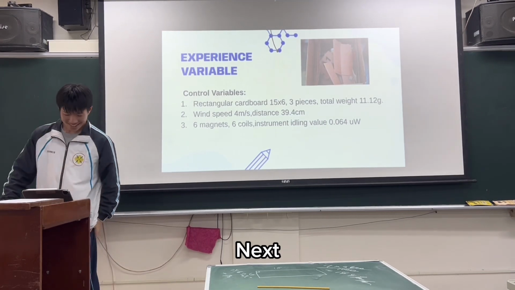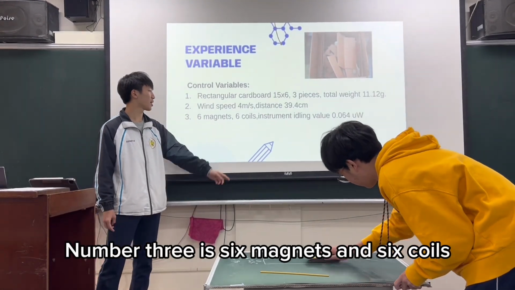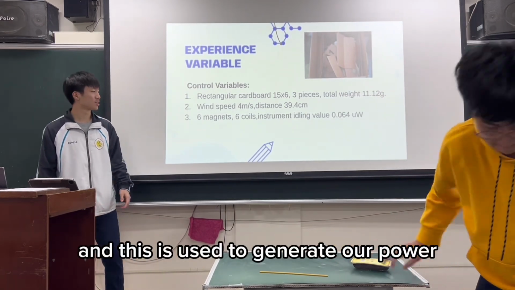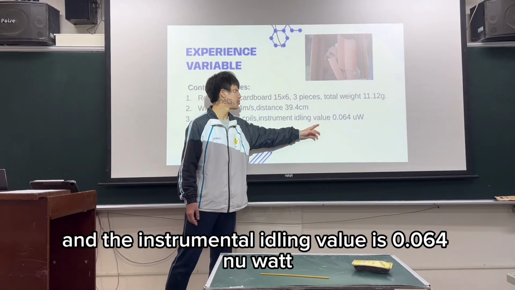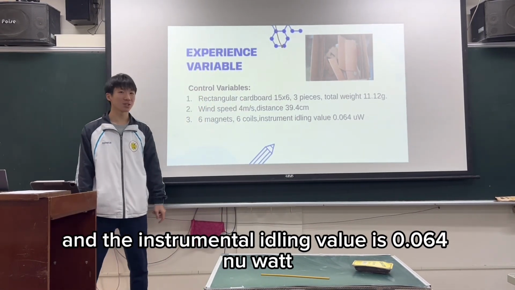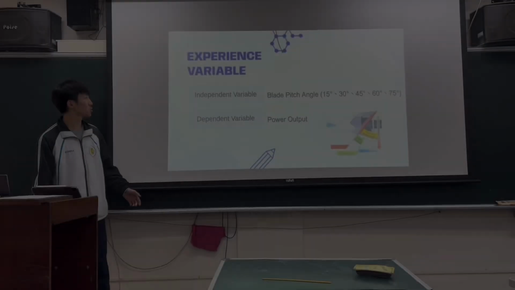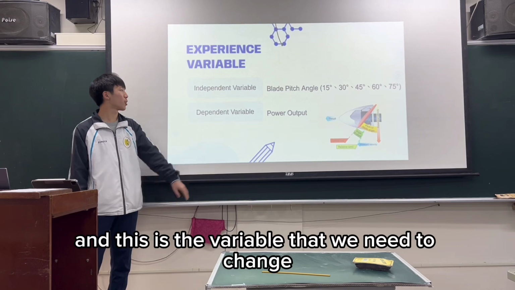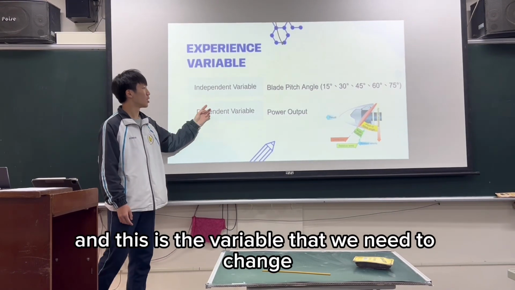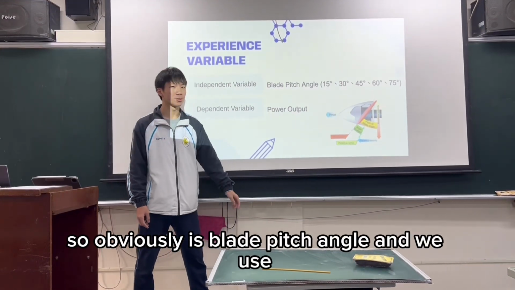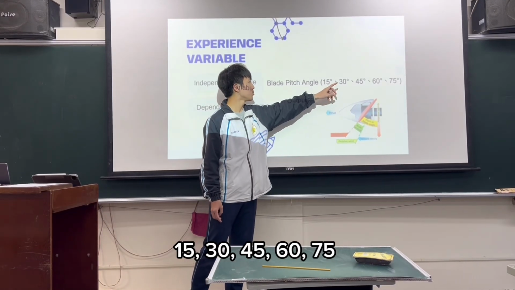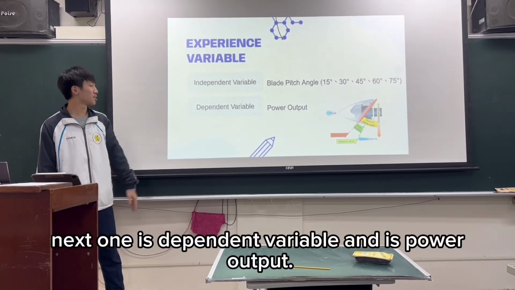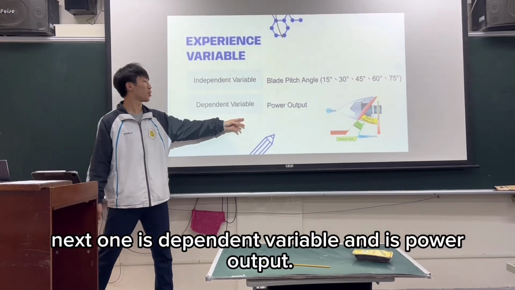Next, number 3 is 6 magnets and 6 coils, which are used to generate our power. And the instrument's idling value is 0.064 milliwatts. Next, we're talking about the independent variable. This is the variable that we need to change. So obviously, it's the blade pitch angle, and we use 15, 30, 45, 60, 75. Next is the dependent variable, and it's power output.